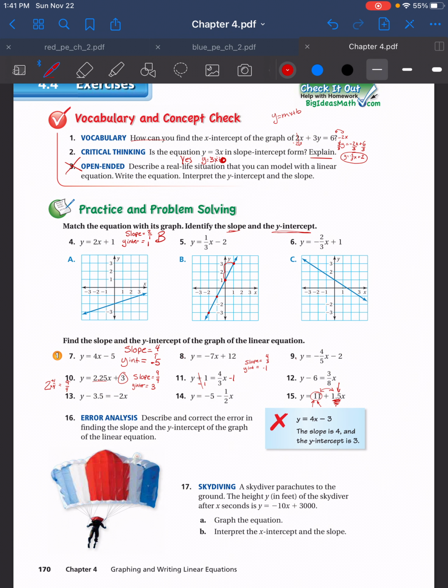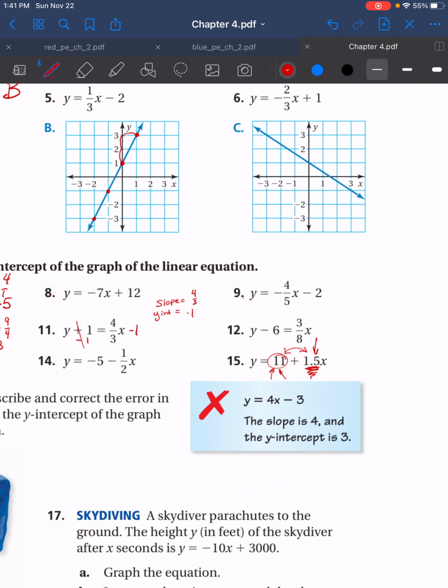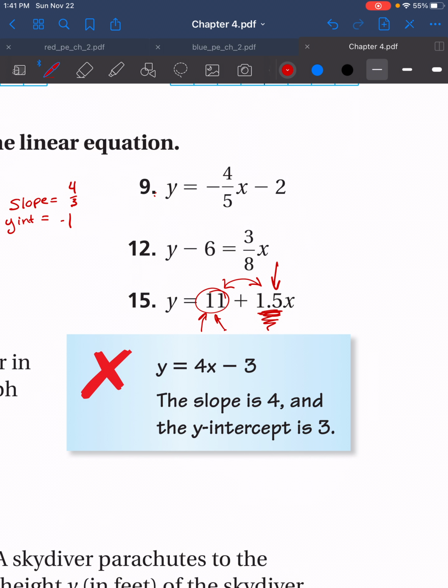Alright guys, 16. Describe and correct the error in finding the slope and the y-intercept of the graph. Okay, so here's the equation they were given. They were given y equals 4x minus 3. They said the slope is 4 and the y-intercept is 3. What is the mistake?